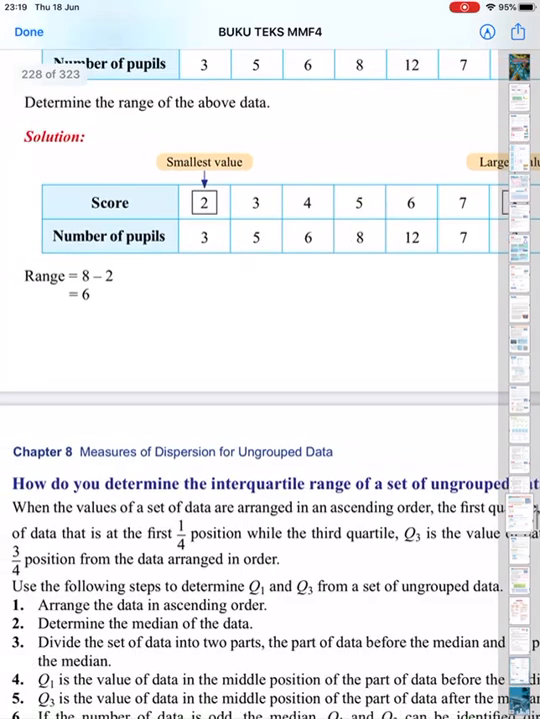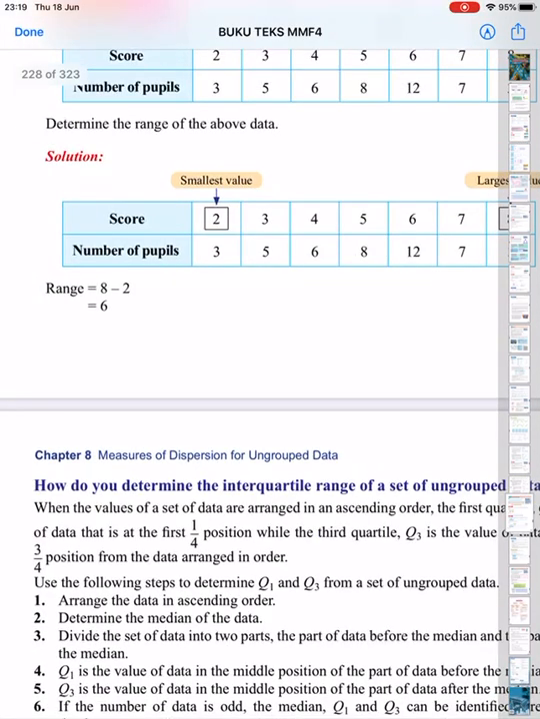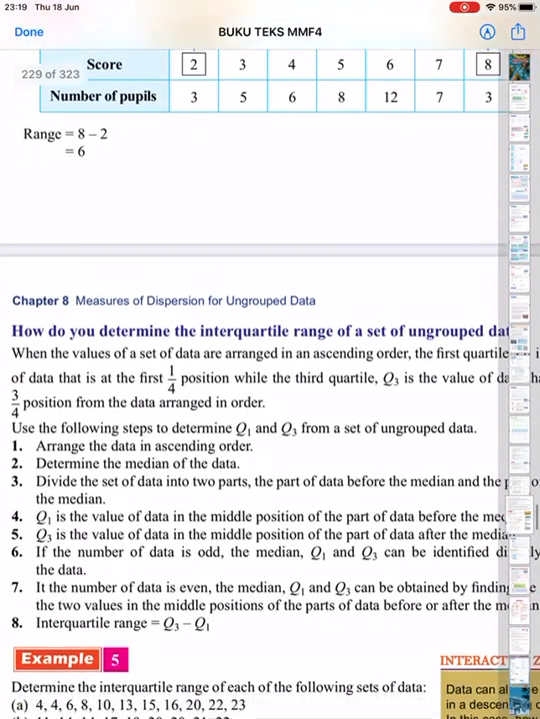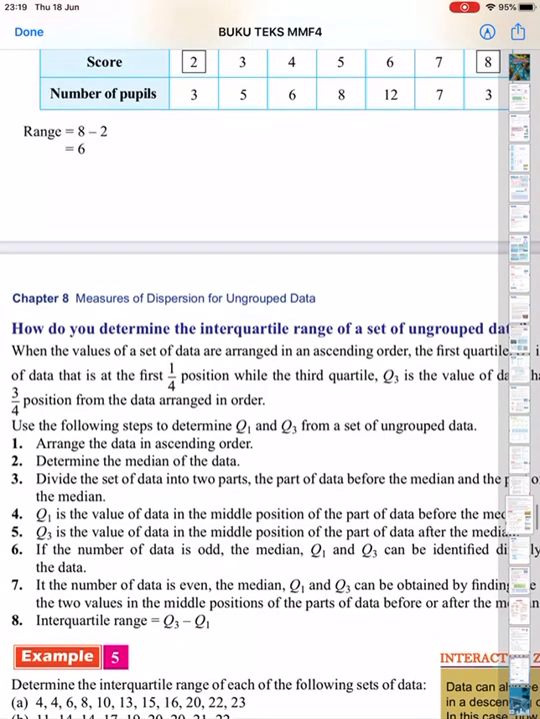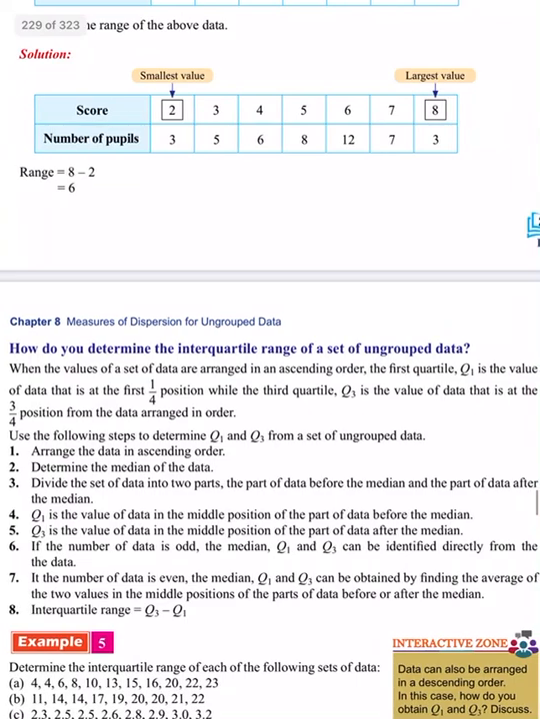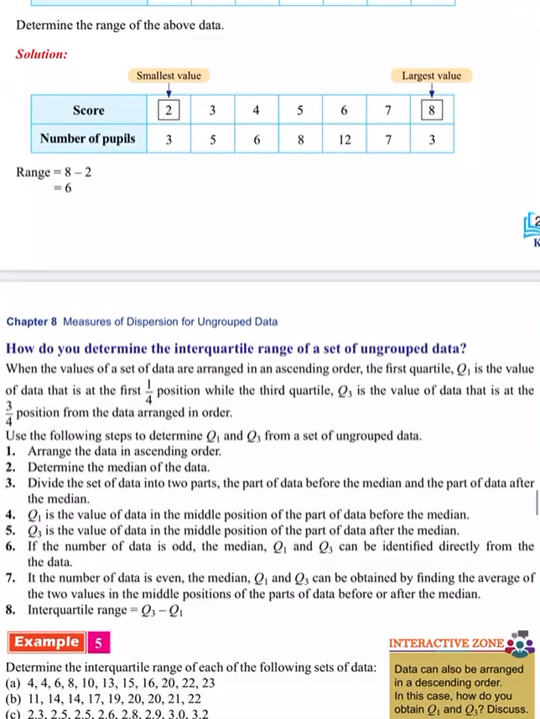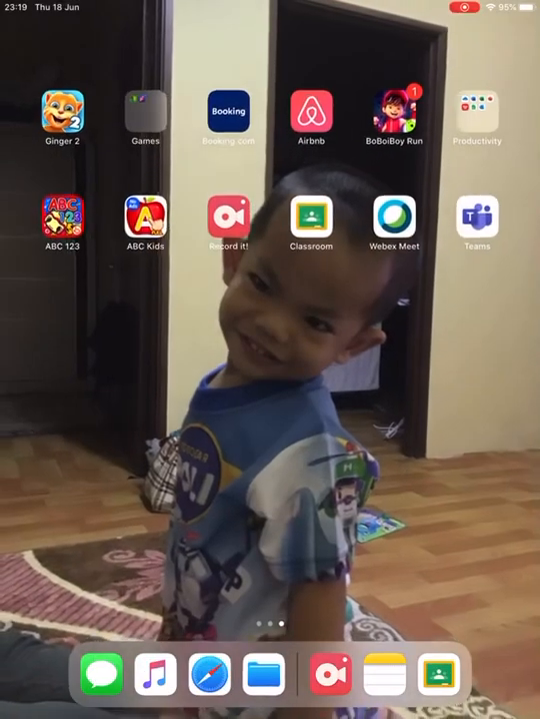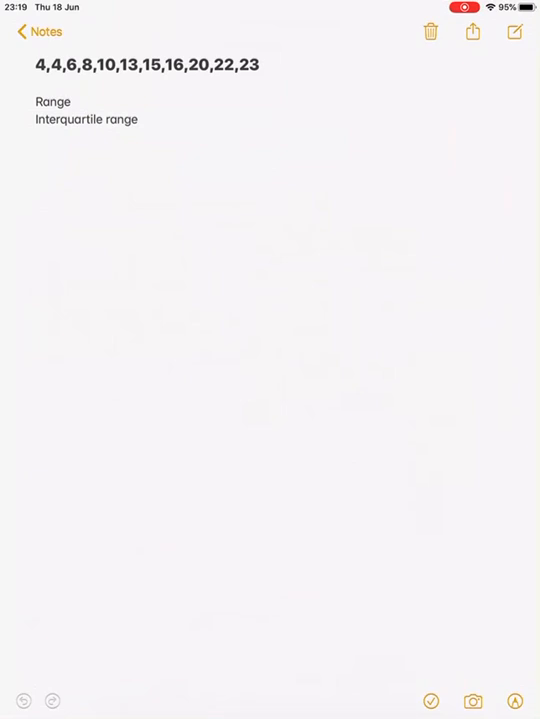So next, how do you determine the interquartile range? Here are the steps. Okay, you can read the steps later. So let's try doing this exercise. Here is a set of data 4, 4, 6, 8, 10 and so on until 23. So what's the value for range?